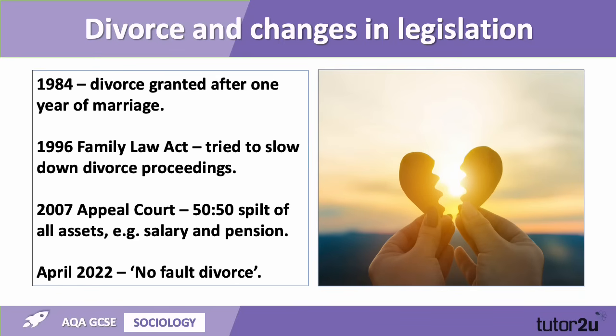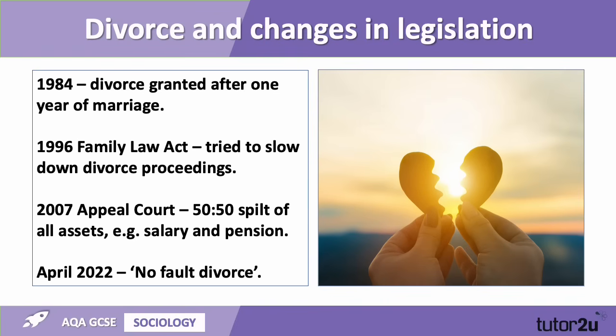In 1984, another law was introduced to allow divorce to be granted after 1 year of marriage. By contrast, the 1996 family law tried to slow down proceedings. It removed the need for evidence of breakdown, but introduced a compulsory period of reconciliation and reflection, 9 months from a statement of breakdown and 15 months if there were children. An appeal court ruling in 2007 ruled that in divorce, the principle of equality applies. The starting point of a split was 50-50 of all assets, including salaries and pension rights.